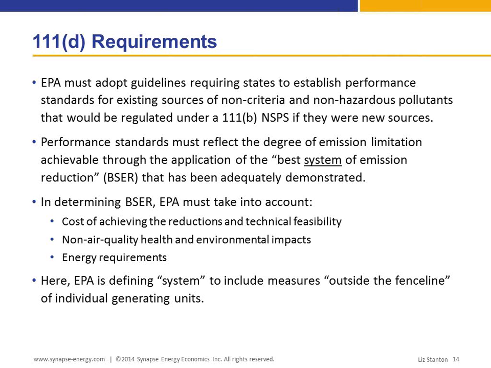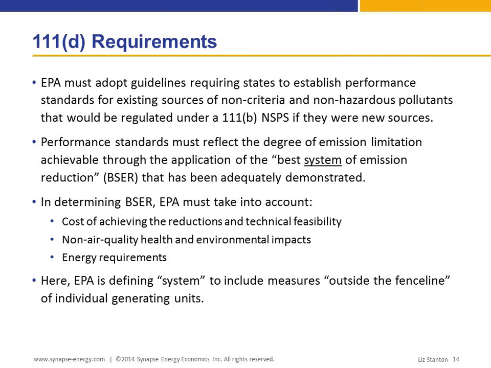Under 111D, EPA must adopt guidelines requiring states to establish performance standards for existing sources of certain kinds of pollutants. And these are pollutants that would be regulated under 111B for new sources. Once there's a 111B, you have to have a 111D, and that is for existing sources. So we're talking about existing power plants in the United States.